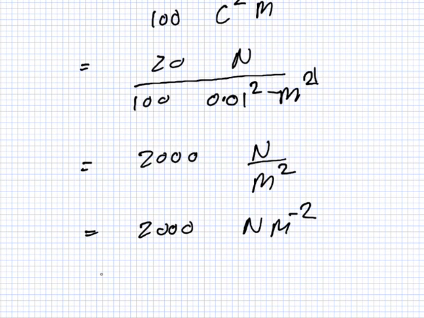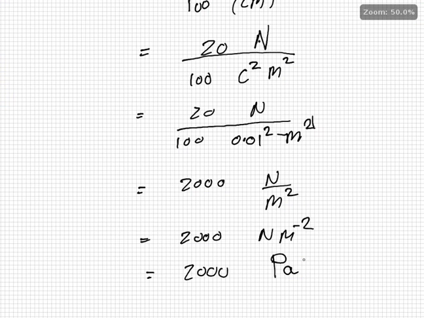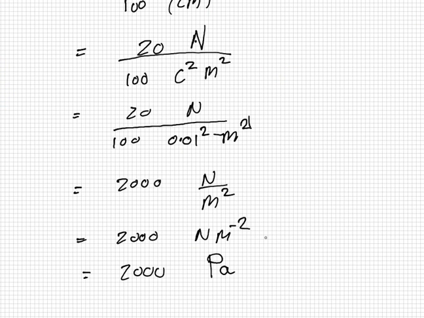And what did we say that's called? That is called a pascal. So 2,000 pascals. Or if you want, you can write that as 2 kilopascal. So that's how much pressure is in her hand when she pushes the box.